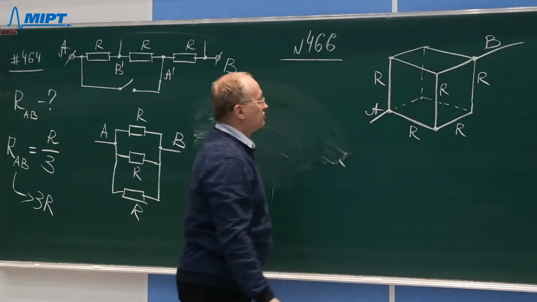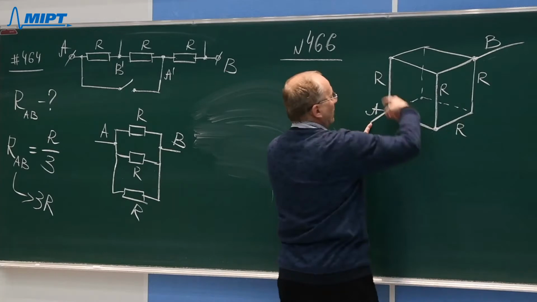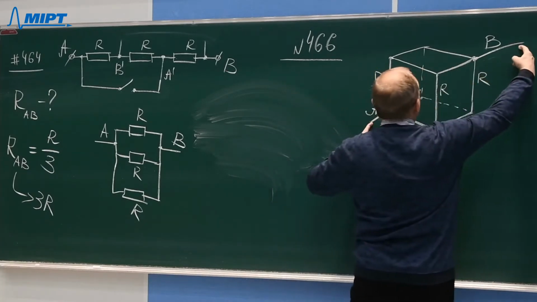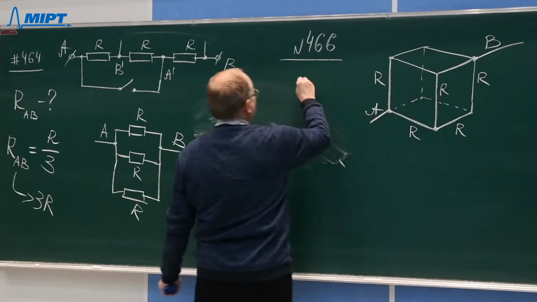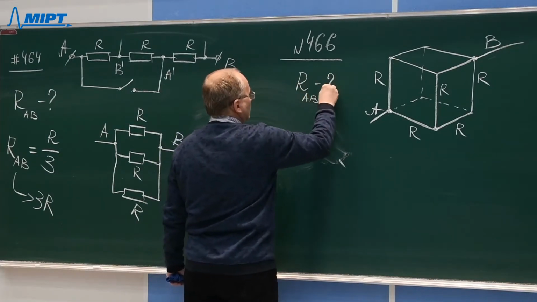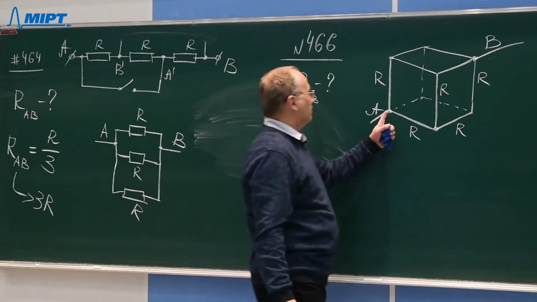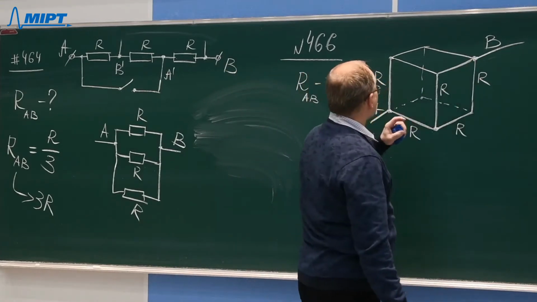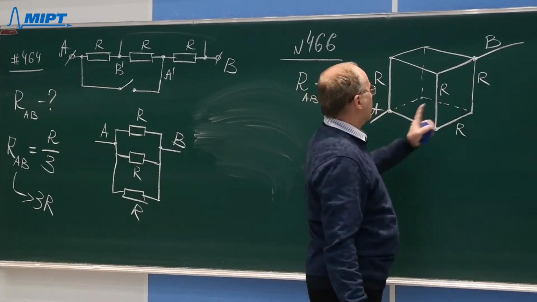That is, we have to find the resistance of such a wire cube between points A and B. So the question is the same as in the previous problem. We have to find the resistance of a wire cube in such a circuit between points A and B.